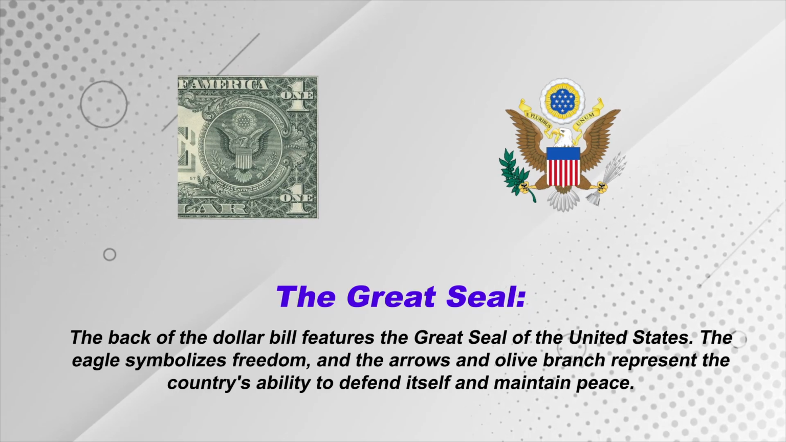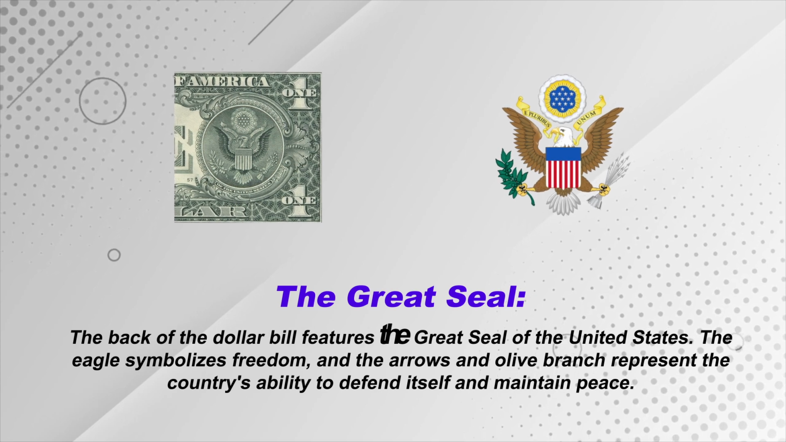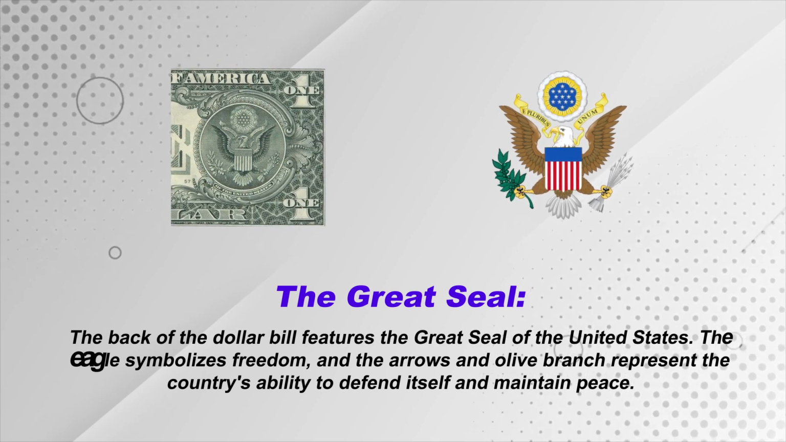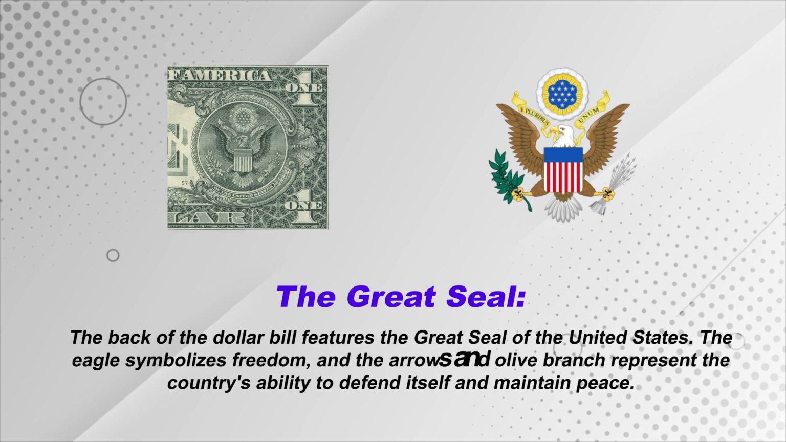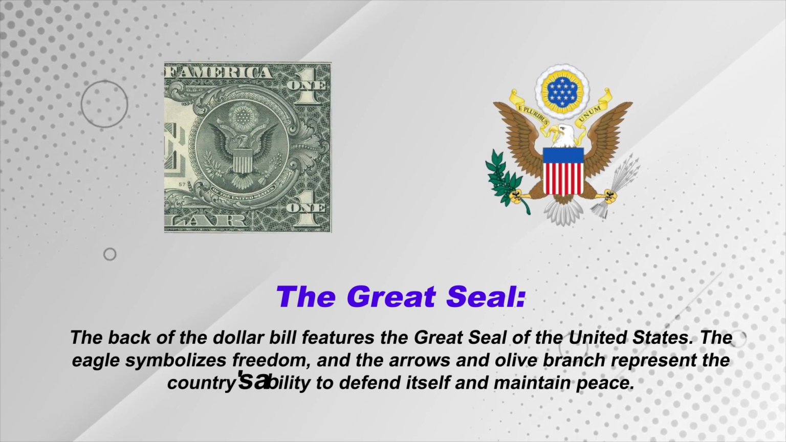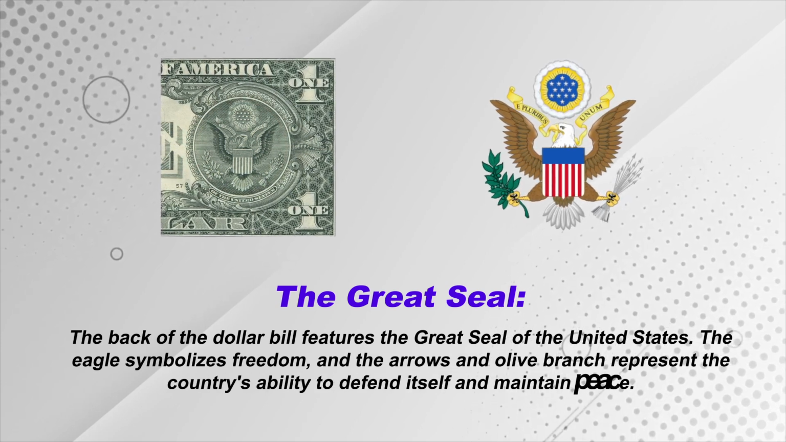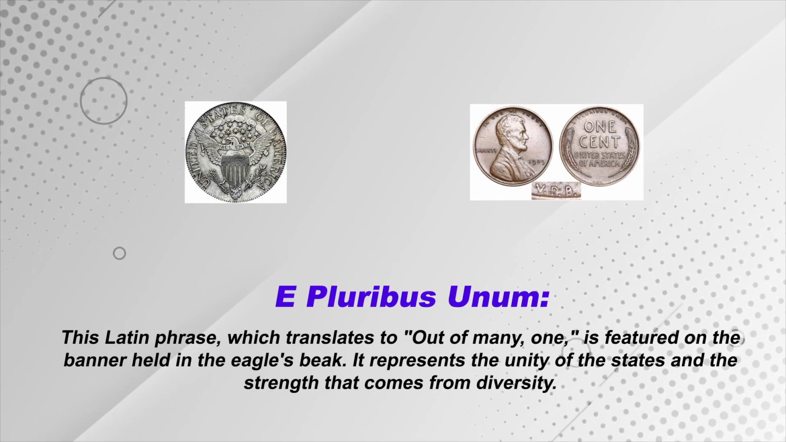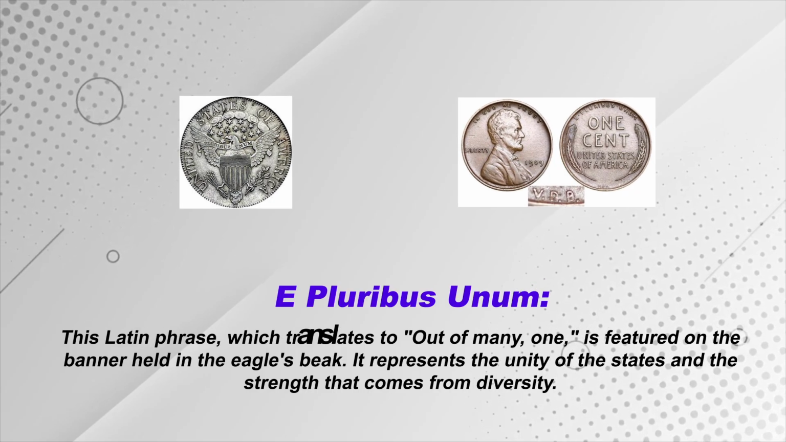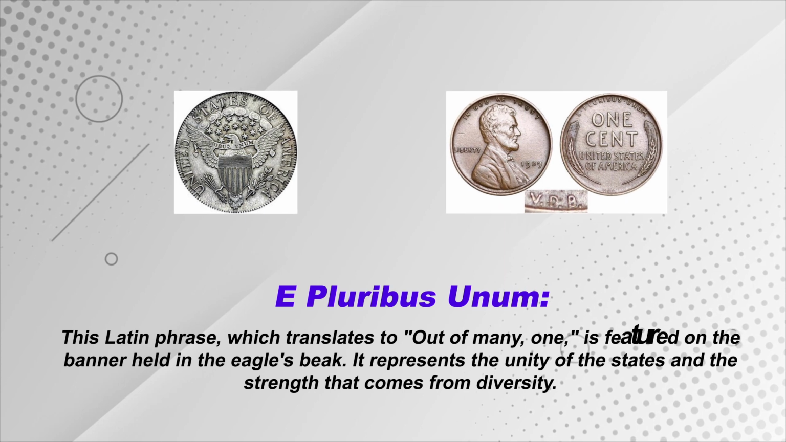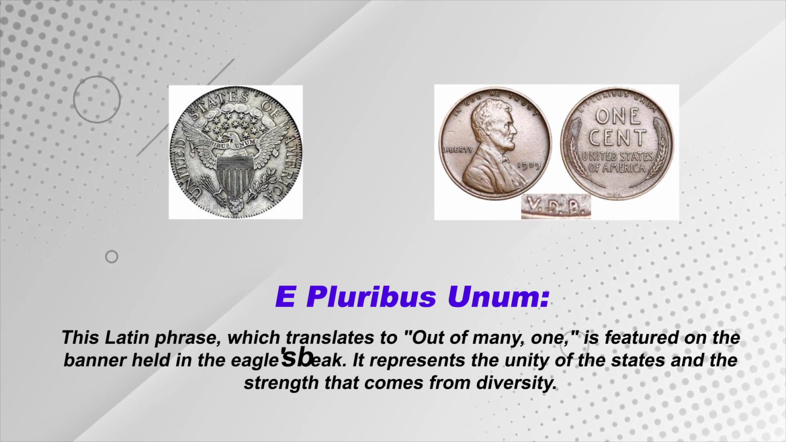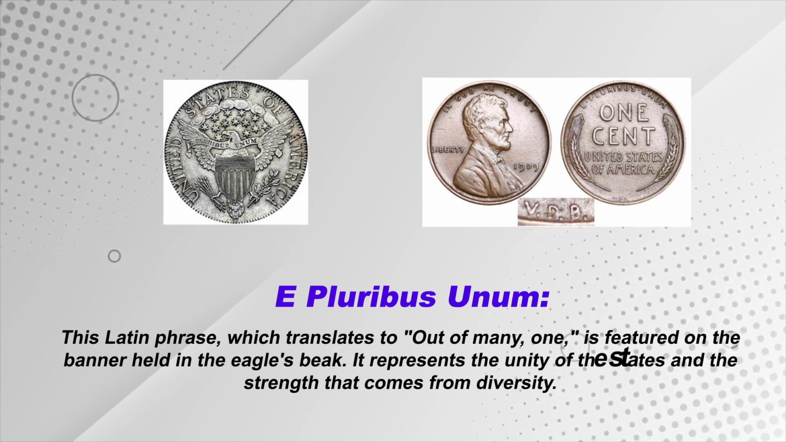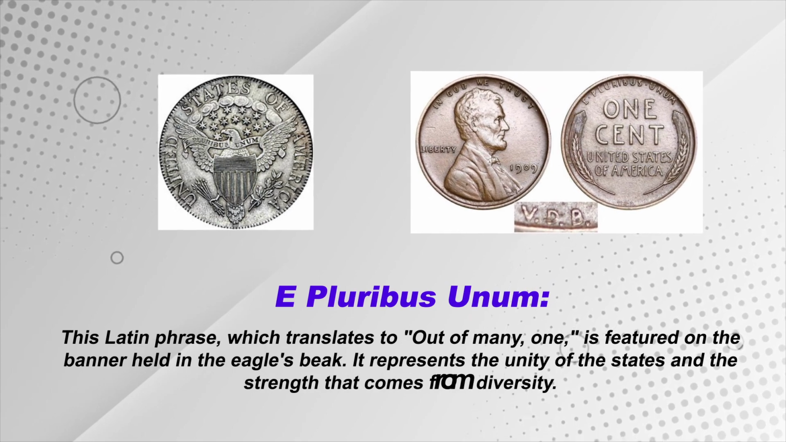The Great Seal. The back of the dollar bill features the Great Seal of the United States. The eagle symbolizes freedom, and the arrows and olive branch represent the country's ability to defend itself and maintain peace. E pluribus unum. This Latin phrase, which translates to out of many, one, is featured on the banner held in the eagle's beak. It represents the unity of the states and the strength that comes from diversity.